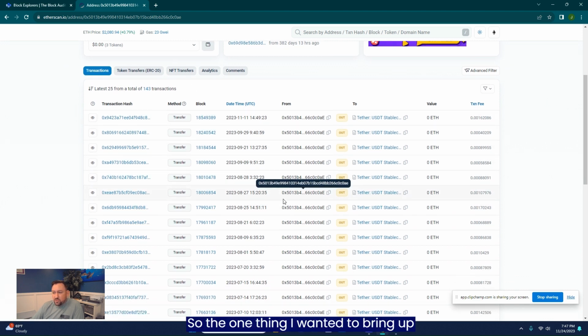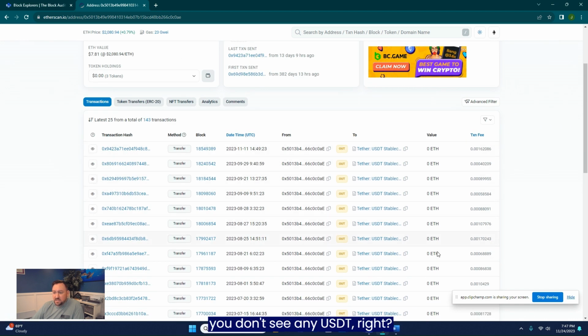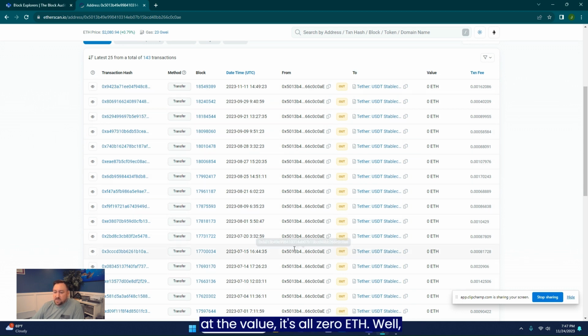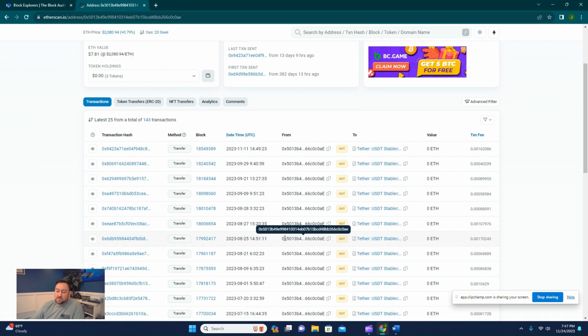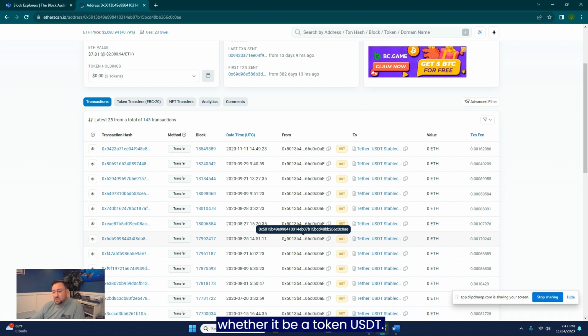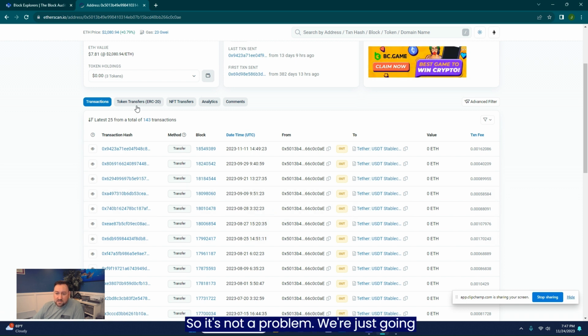The one thing I wanted to bring up though is that when you put in that wallet address, you're going to see here, you don't see any USDT, right? Well, you see it here, but when you look at the value, it's all 0 ETH. That's because ETH is the native currency of the Ethereum network. So every transaction, whether it be a token like USDT, if it's not an ETH transaction, there is still an underlying ETH transaction which gets that transaction done. So it's not a problem. We're just going to go up here and go to ERC20 tokens.